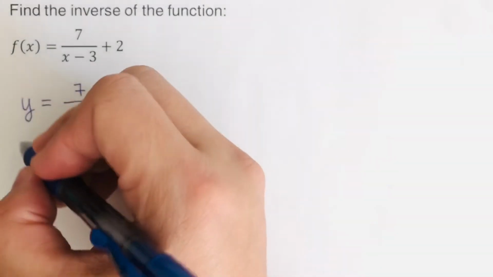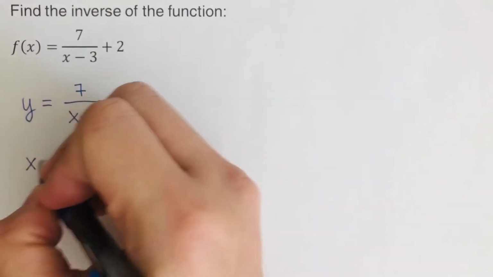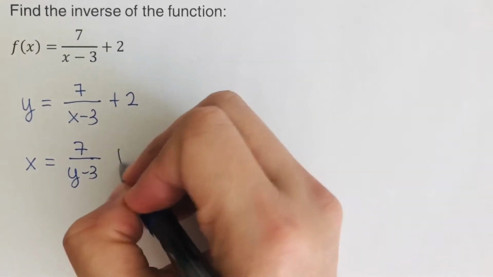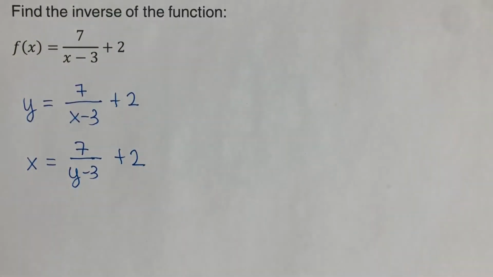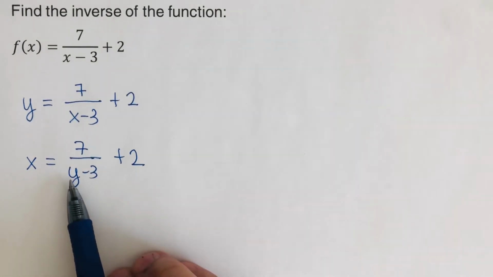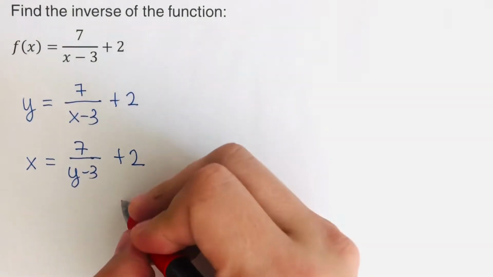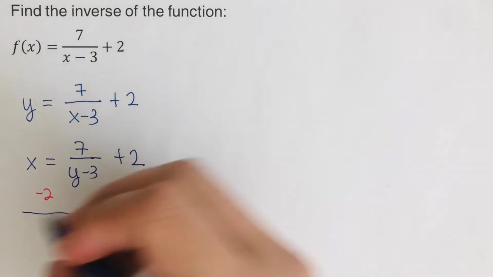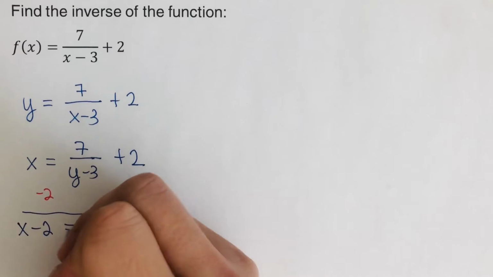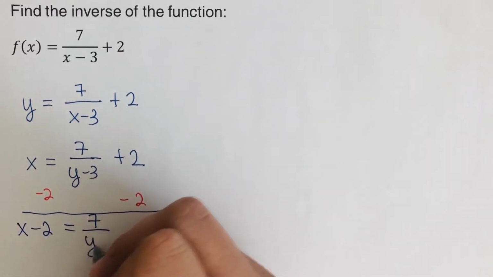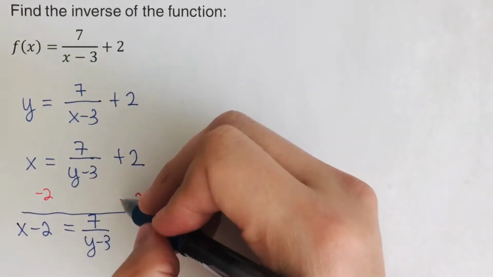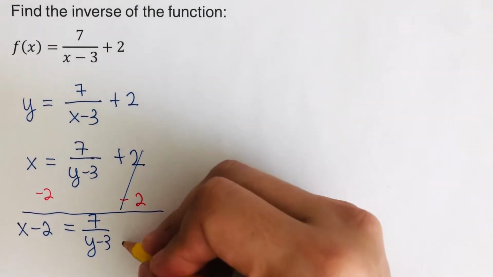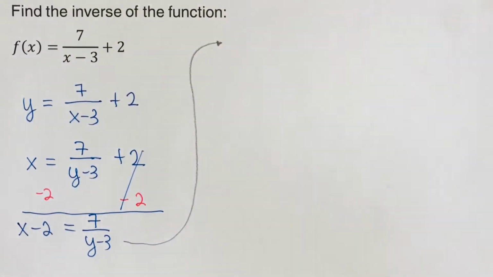So then I can go ahead and rewrite this as x is equal to 7 over y minus 3 plus 2. Part of this step is to isolate y by itself here. So then we can go ahead and subtract 2 from both sides, minus 2. So then we can go ahead and rewrite this as x minus 2 equals 7 over y minus 3, because this 2 gets crossed out. So then again, our target is to have y by itself here. So then I'm just gonna go ahead and rewrite it up here.